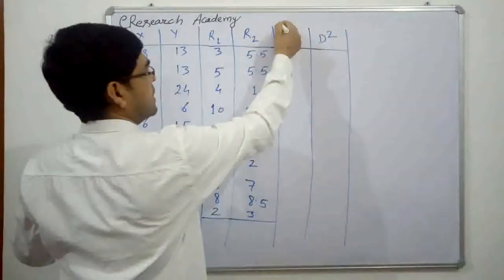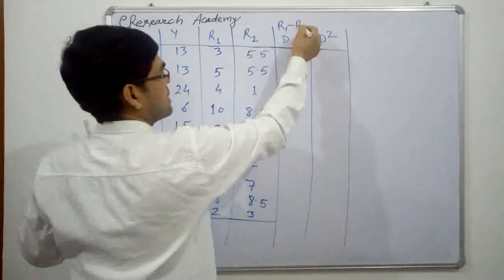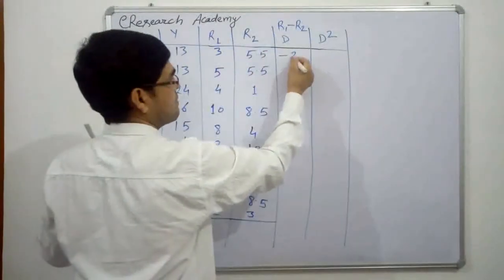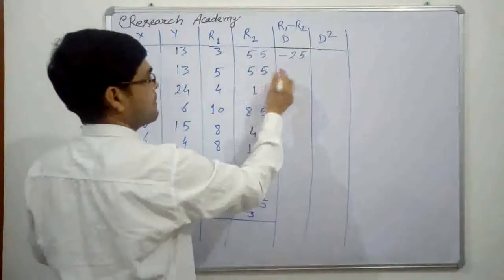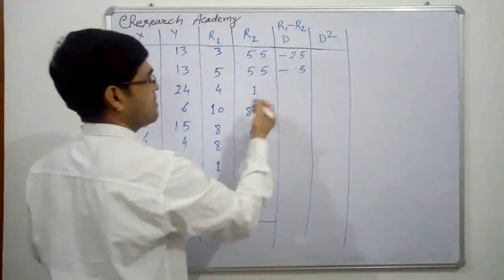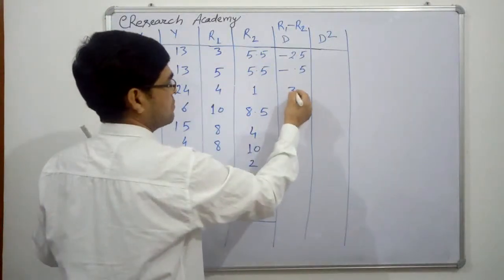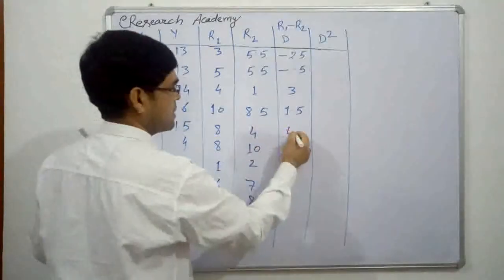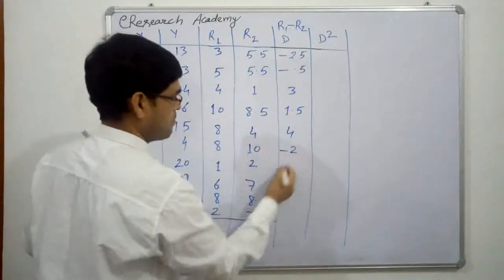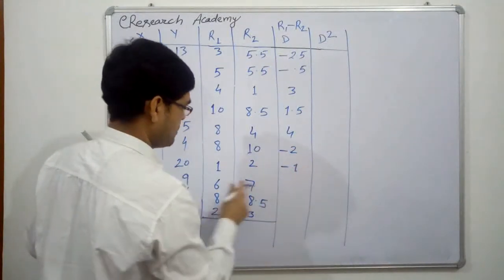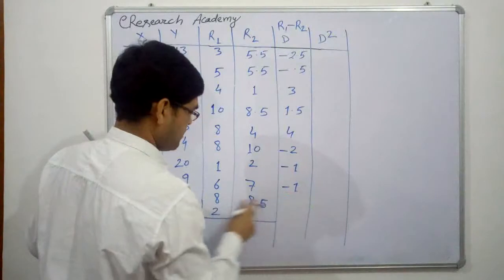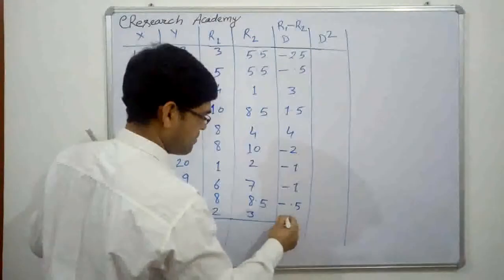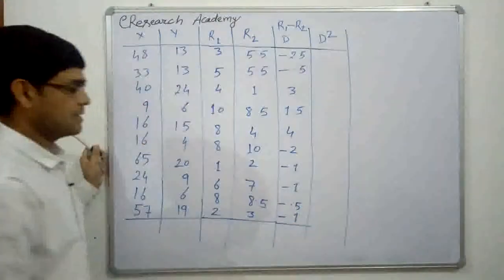So d is nothing but r1 minus r2. So r1 is 3 minus 5.5, it is minus 2.5. 5 minus 5.5, it is minus 0.5. 4 minus 1, it is 3. 10 minus 8.5, it is 1.5. 8 minus 4, 4. 8 minus 10, minus 2. 1 minus 2, minus 1. 6 minus 7, minus 1. 8 minus 8.5, minus 0.5. 2 minus 3, minus 1. So these are the differences.